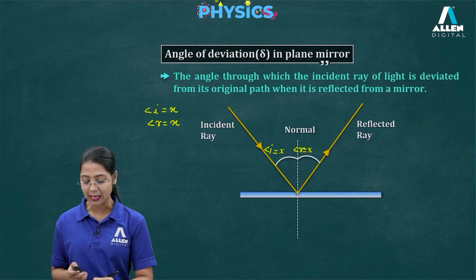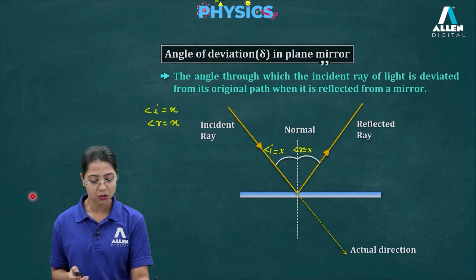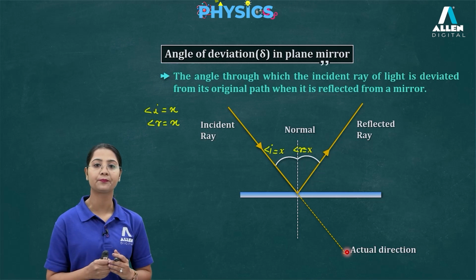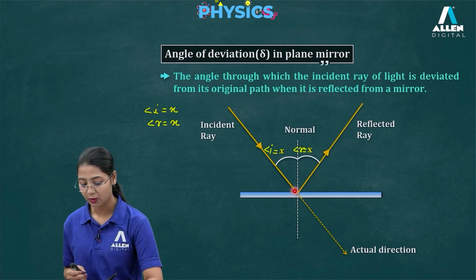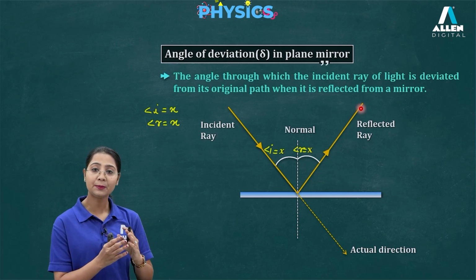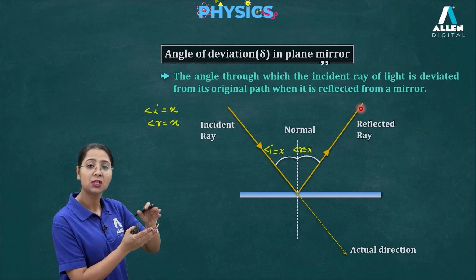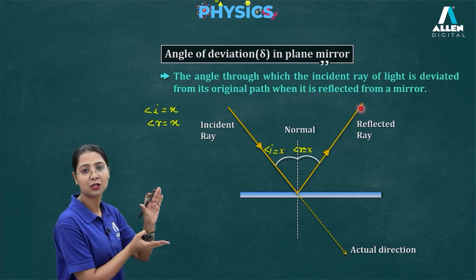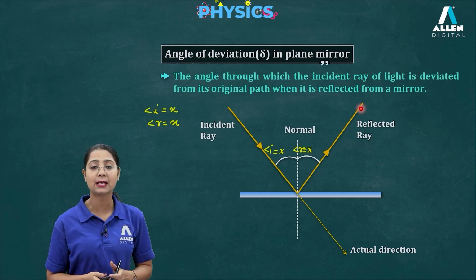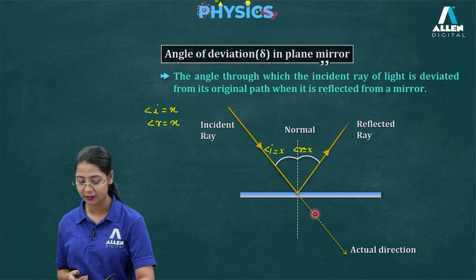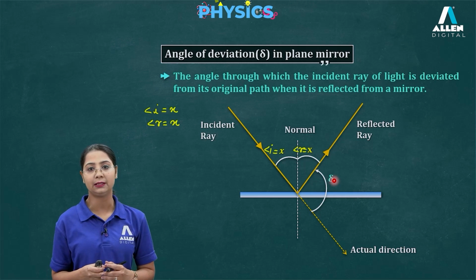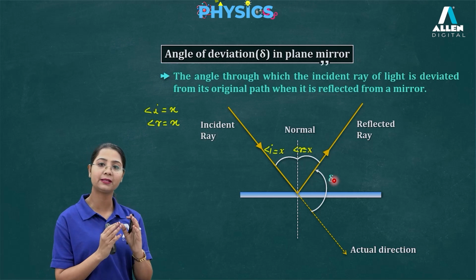Now students, we know what the actual path, the actual direction is. This is the straight line. So this is the actual direction. But the incident ray will not go in the actual direction, it will reflect. That means the angle at which the incident ray has deviated from its actual direction, that angle is known as the angle of deviation. This is the angle of deviation, students, and it is denoted with del.